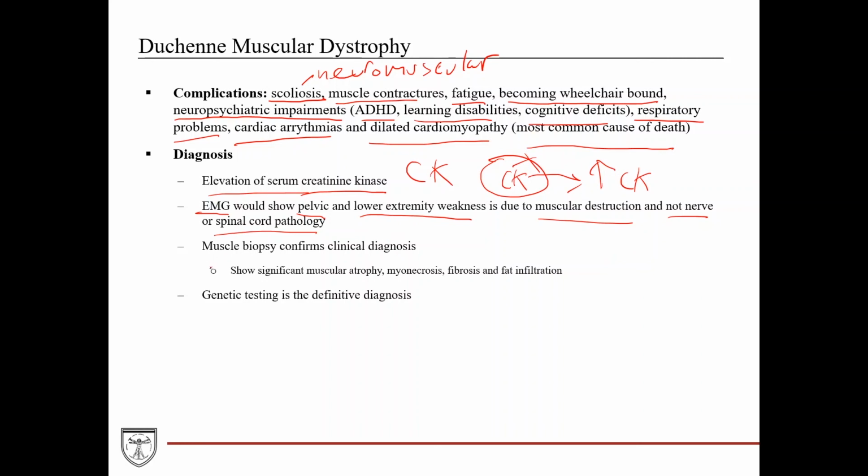And so what really will confirm the diagnosis, and this can often be a test question, is a muscle biopsy. And so you stick a needle in the patient's muscle, typically in the leg, and what it'll show under histopathology analysis is significant muscular atrophy, myonecrosis, fibrosis, and then that fat infiltration we were talking about that causes that pseudohypertrophy. And then what gives you the definitive diagnosis is genetic testing.